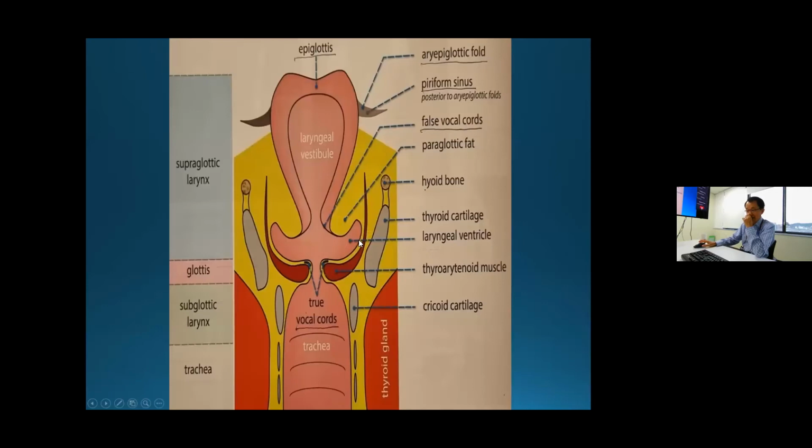A true vocal cord here, around that is the cricoid cartilage. And then the laryngeal ventricle here. So if there's any tumor, supraglottic, glottic here, subglottic, that's what you have to precisely describe.